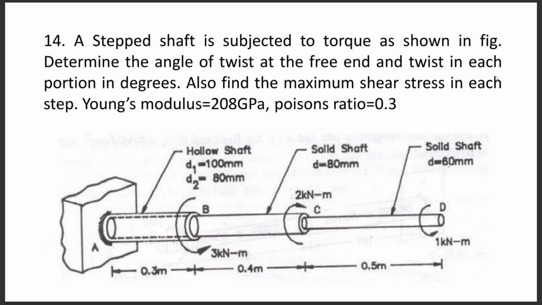Hello guys, today I'm going to show finite element analysis of a step shaft subjected to torques at different locations. Let us see the statement of the problem. A step shaft is subjected to a torque as shown in figure. Determine the angle of twist at the free end and also twist in each section of the beam in degrees, and also find the maximum shear stress in each step. And we're considering in this case Young's modulus is 208 gigapascal and Poisson's ratio is 0.3.